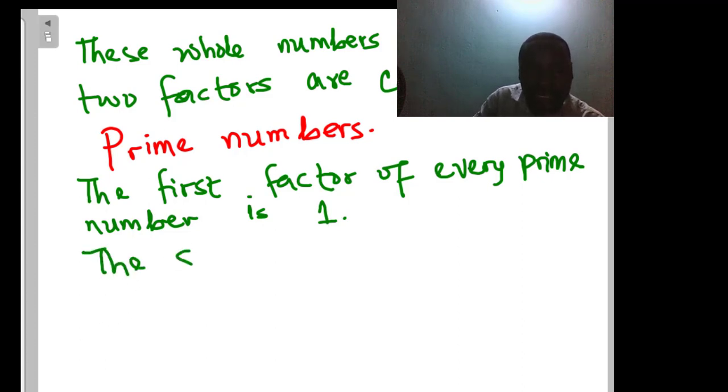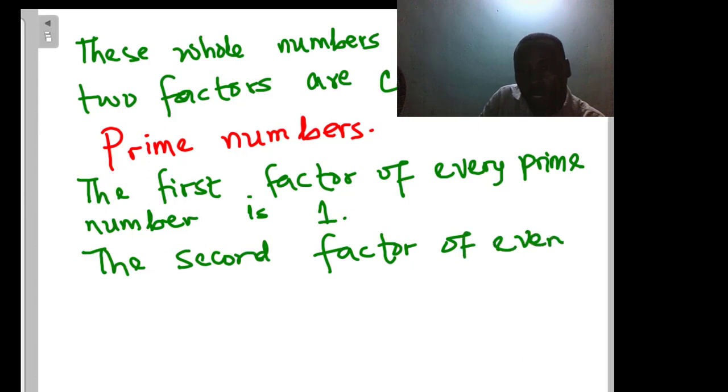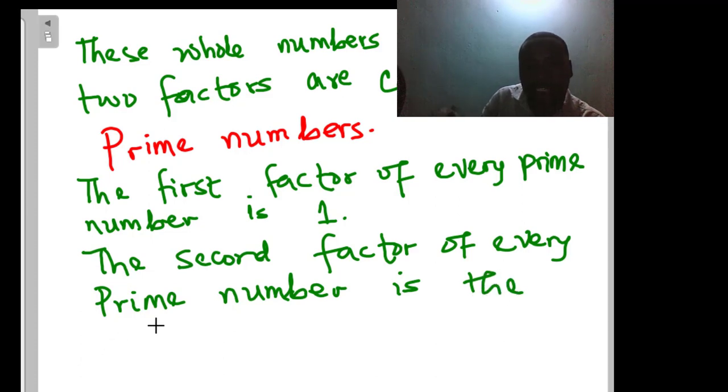And the second factor of every prime number is itself. Yes, the second factor of every prime number is itself. This is a very beautiful pattern that we observe, a very beautiful pattern that exists in mathematics.